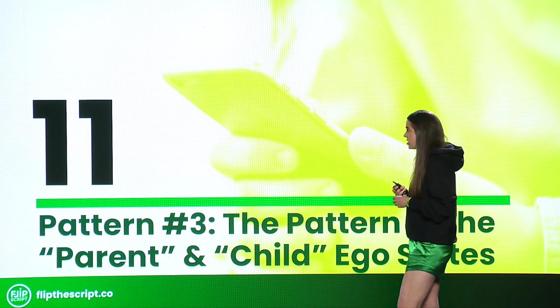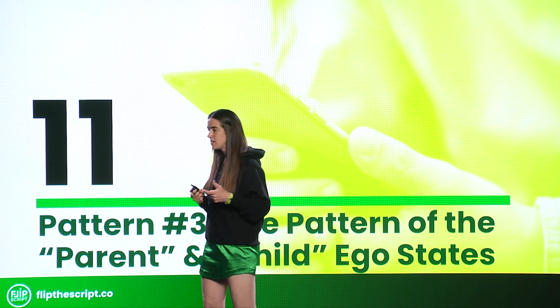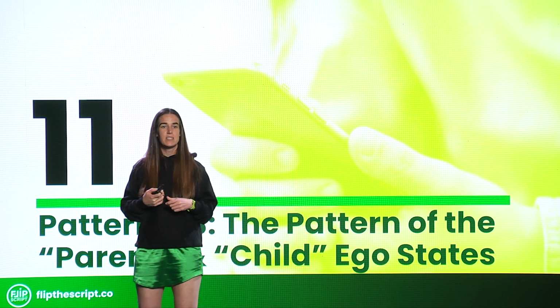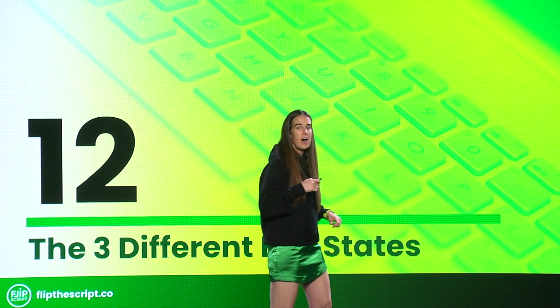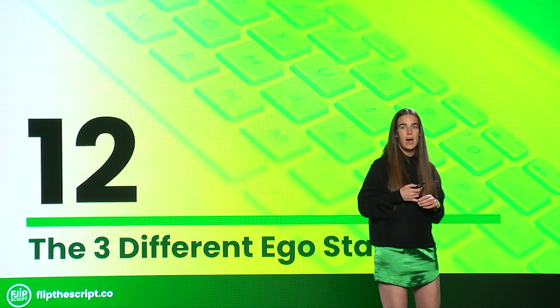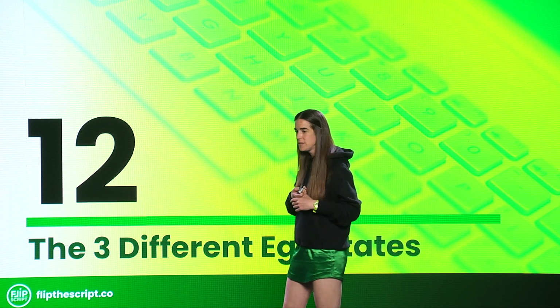So the last pattern I'm going to go into, and then we're going to close out. This is a pattern that's very psychologically driven. This pattern is the pattern of the parent and child ego state. For this, I want to go briefly into the three different ego states and then two different patterns of ways that you can interrupt it.